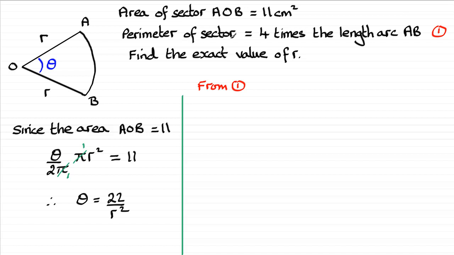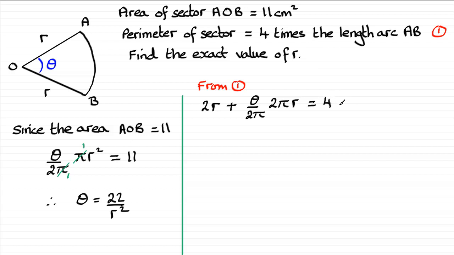Now when it comes to the perimeter of the sector, the distance all the way round, then what we've got is r here and another r there, so that's going to be a total of 2r. And then to that we've got to add this arc length AB. So the length of an arc is again a fraction of the circumference. So that fraction will be theta over 2 pi radians, and the circumference of a circle will be 2 pi r. So it's theta over 2 pi times 2 pi r. And that's going to equal 4 times then the length of the arc AB.